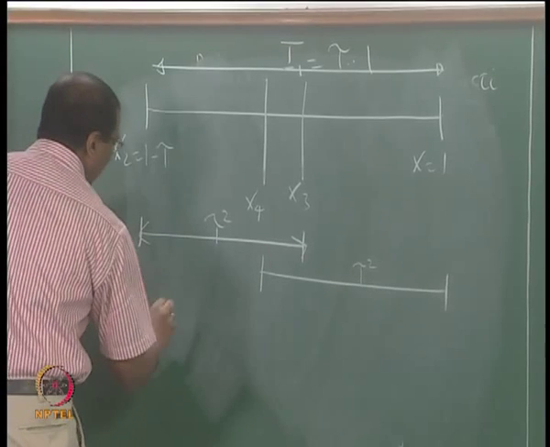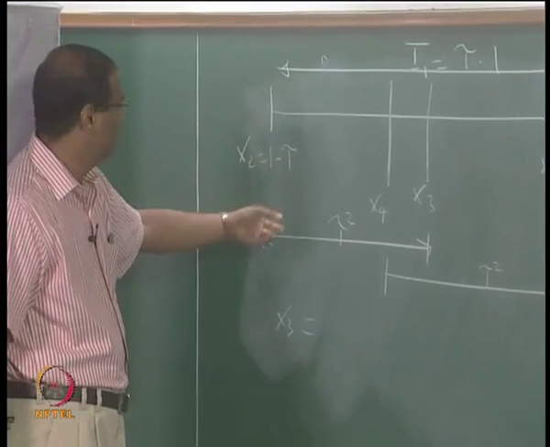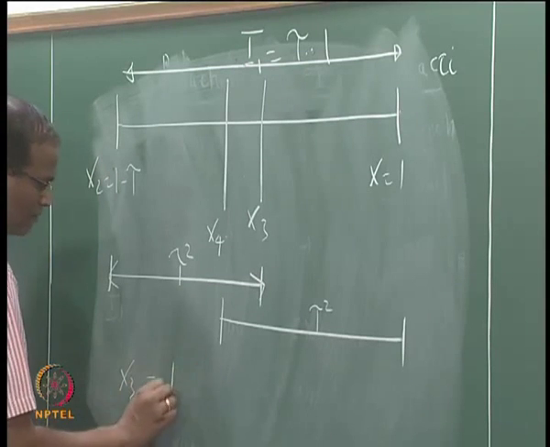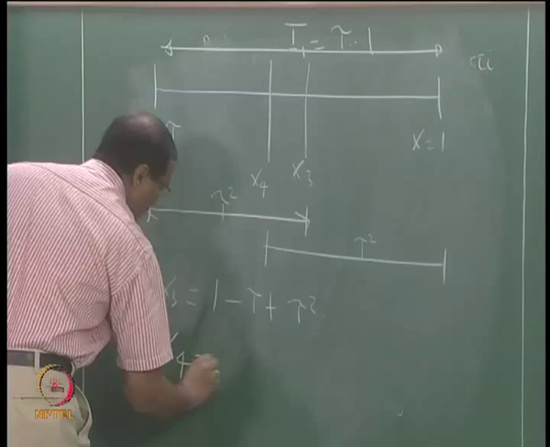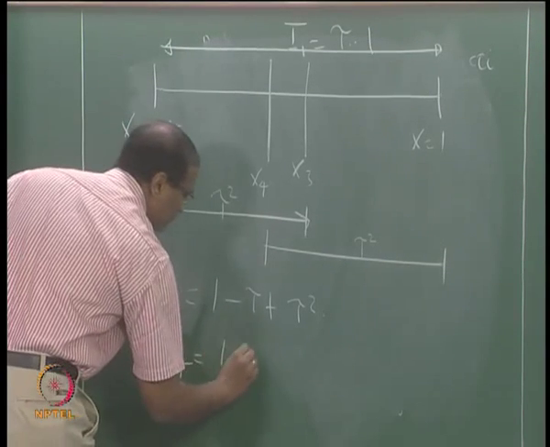Now x3 equal to 1 minus tau plus tau square. Why is everybody blinking? What is x3? 1 minus tau plus tau square. x4 is 1 minus tau square.